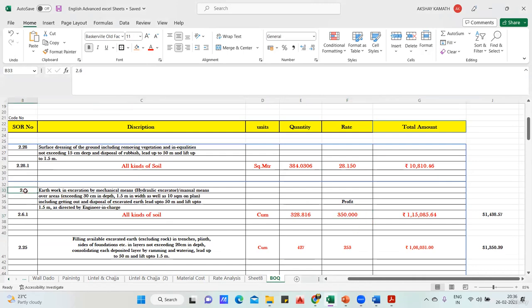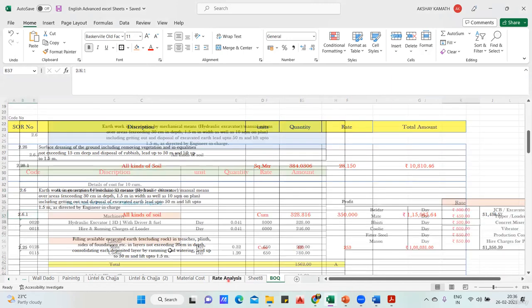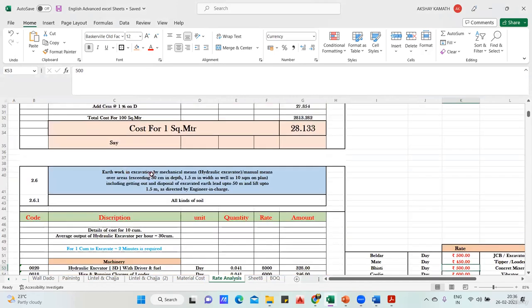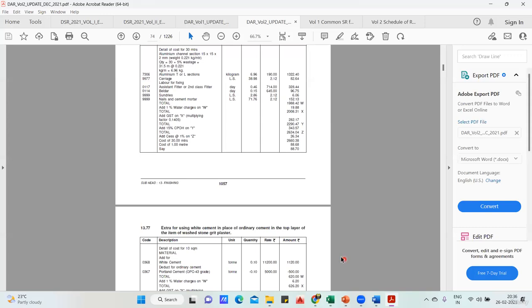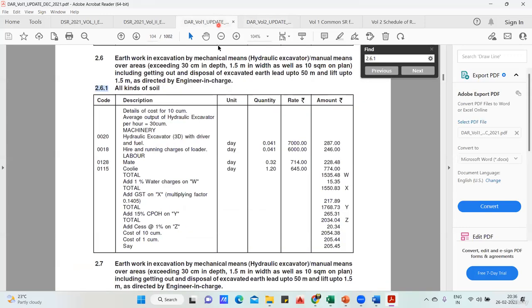So for that, I need to go to 2.6. And in that, 2.6.1 is what I'm supposed to look for. Okay. So I'll go to the rate analysis. I've done the same thing. Earthwork in excavation by mechanical means, that is hydraulic excavator. Manual means over the areas, and so on. Okay. So I'll go to the code book now. I'll go with 2.6 now. So where is 2.6? Yeah, this one.